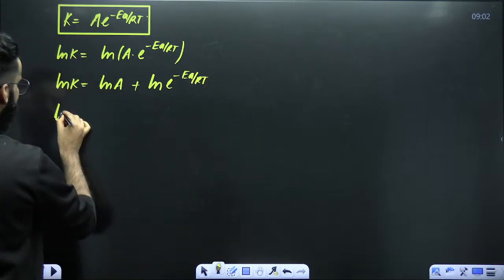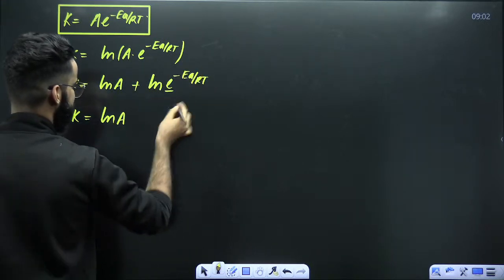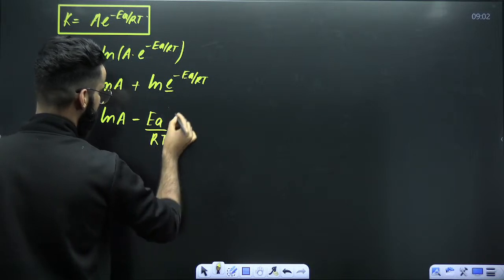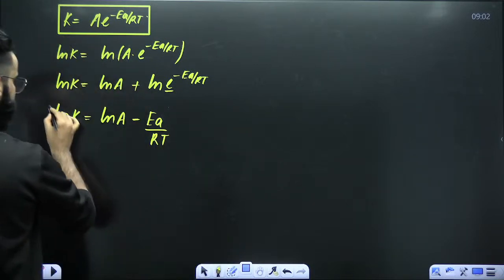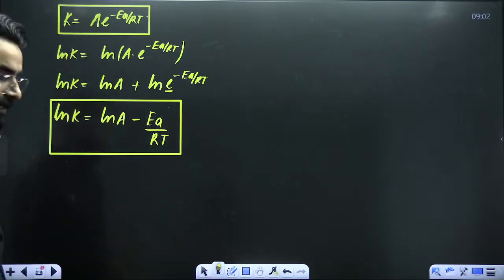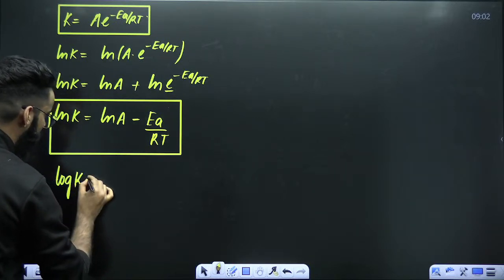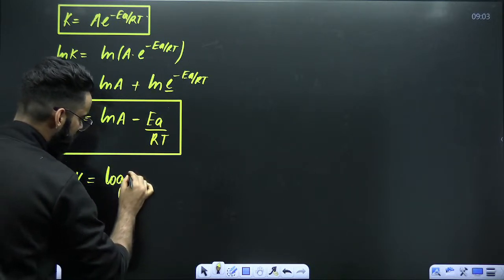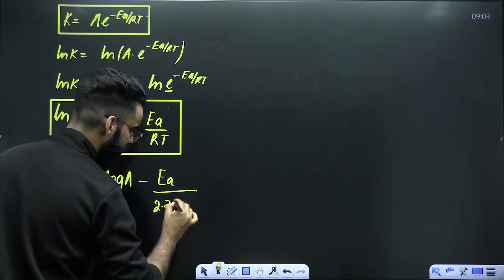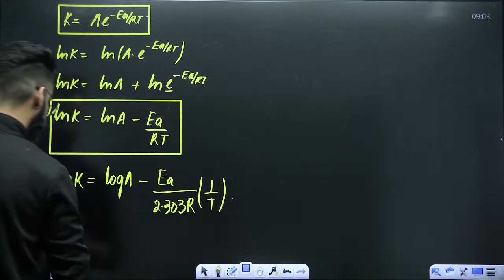Or you can write it like this. ln of K is equal to ln of A. ln of m raised power n is n ln m, so minus Ea divided by RT will come to the front. Then ln e is 1. So this is one more form of Arrhenius equation, minus Ea divided by RT type. Similarly, you can convert it into the logarithmic form as well. You can write log of K is equal to log of A minus Ea divided by 2.303 R multiplied by 1 by T. This is one more form of this particular equation.